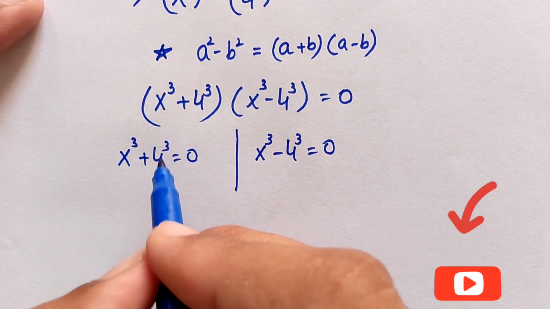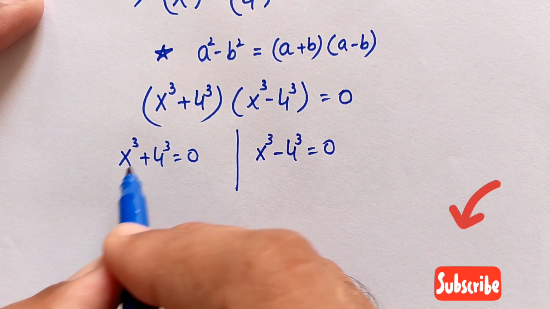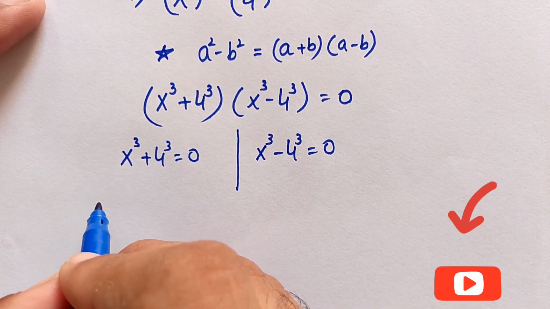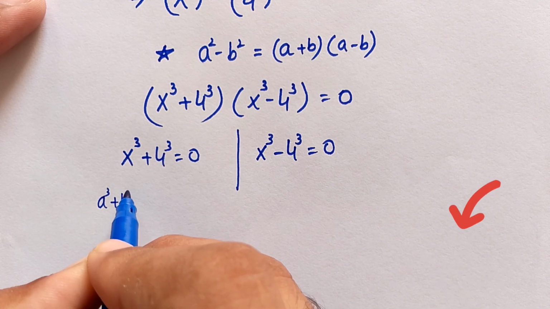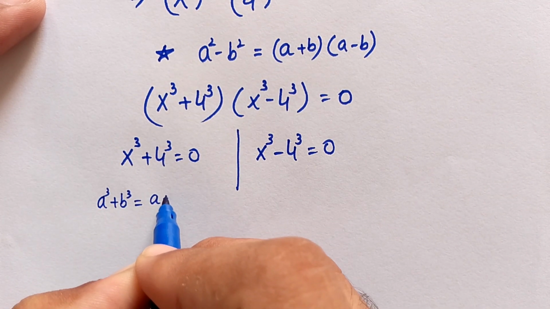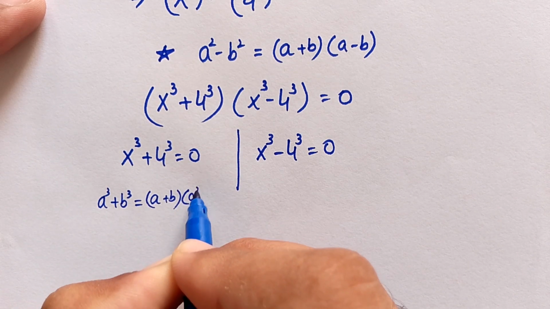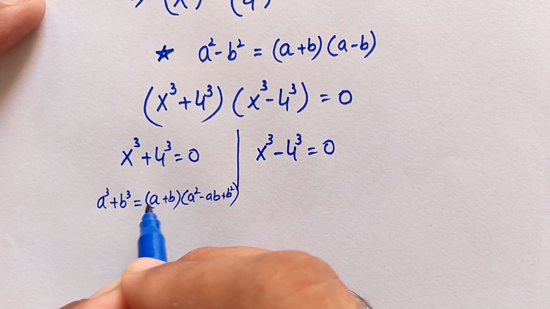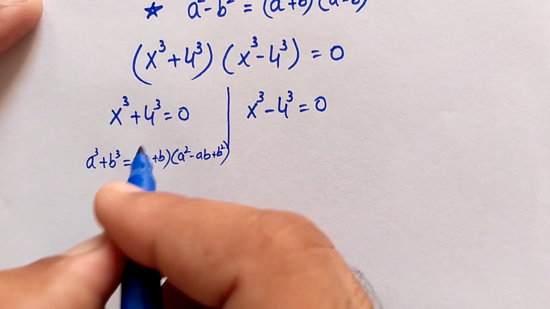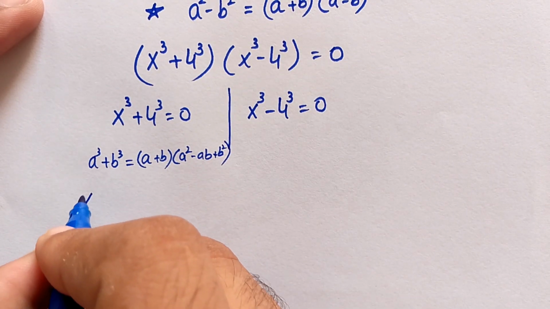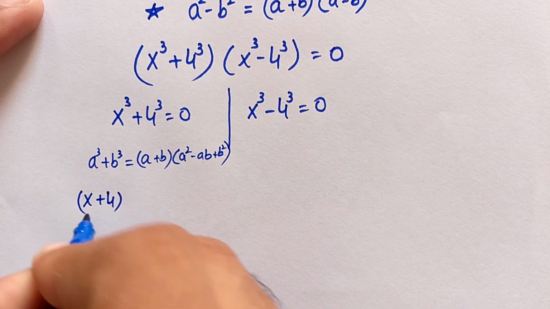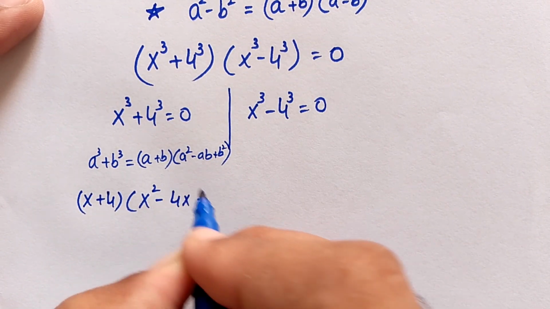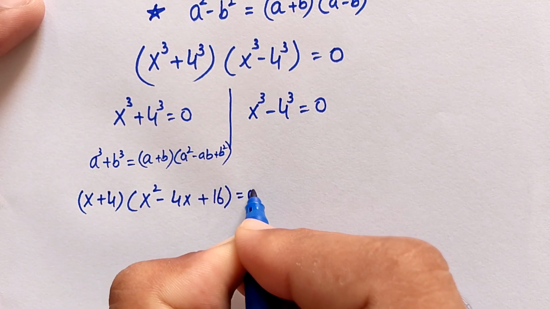Now first of all we have to solve the case number first. For this we have to use this cubic identity, which is a to the power of 3 plus b to the power of 3, which is equal to a plus b times a square minus ab plus b square. So to apply this identity, this will become x plus 4 times x square minus 4x plus 4 square, which is 16, and this is equal to 0.